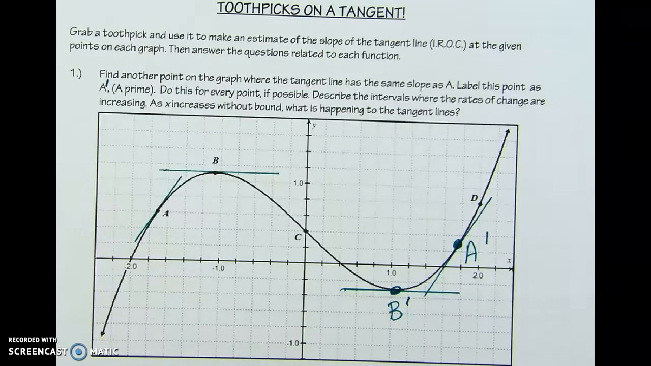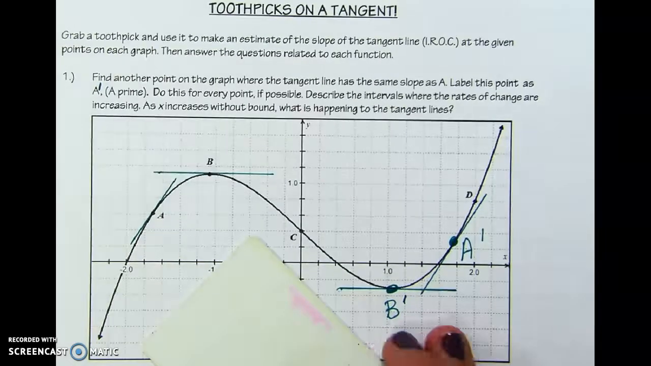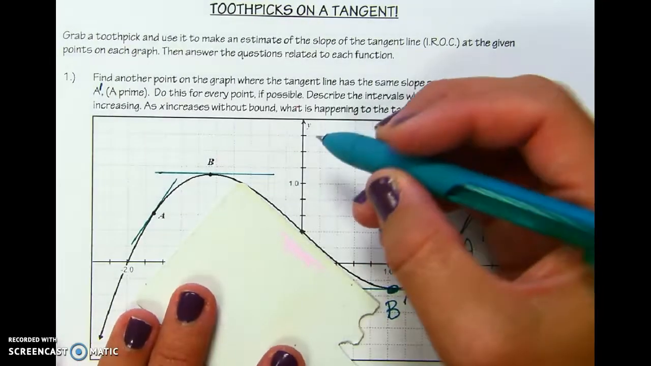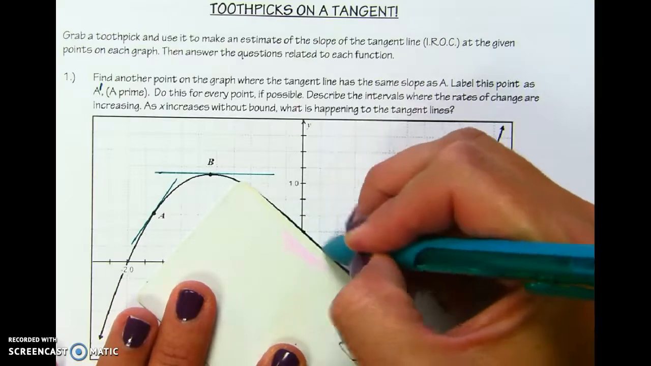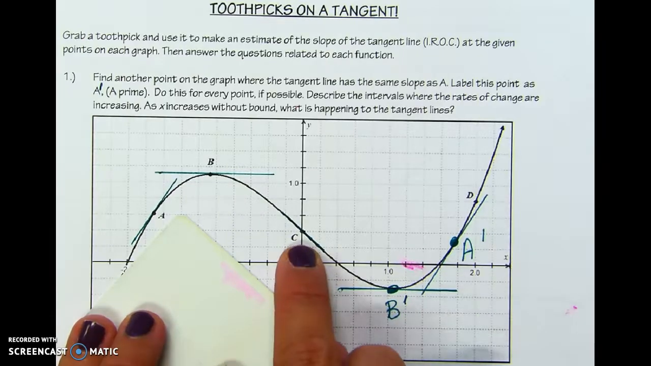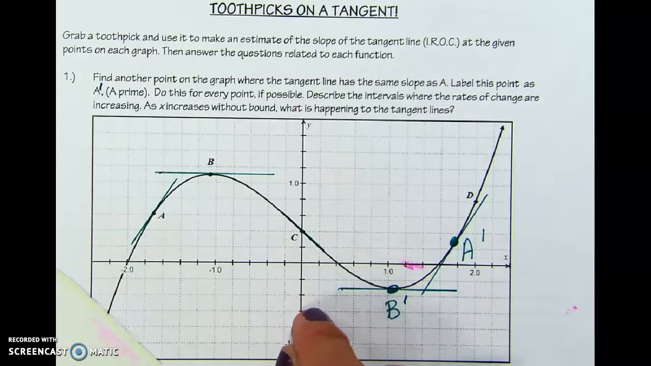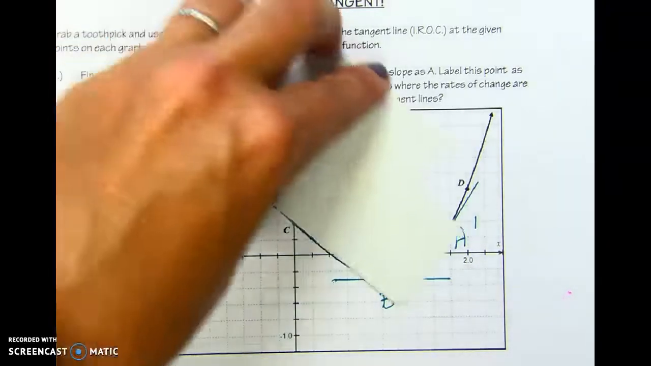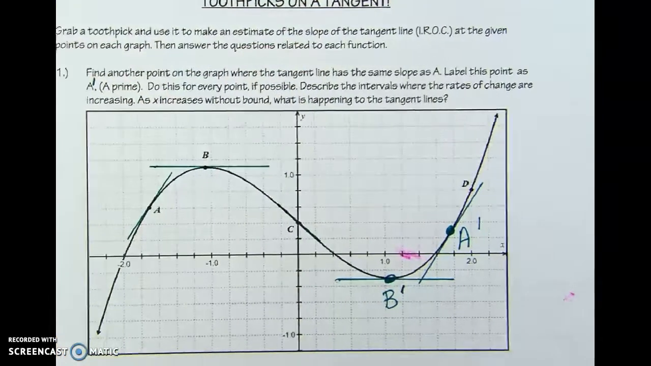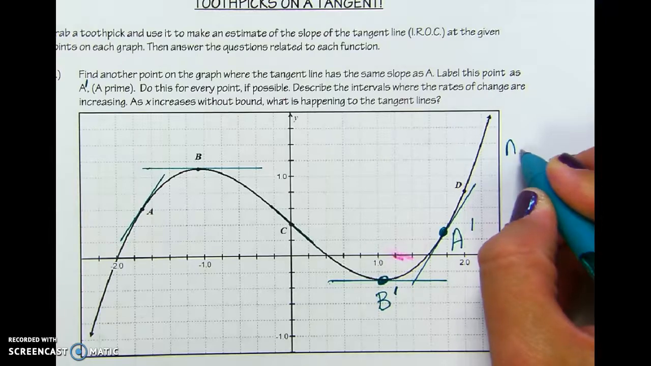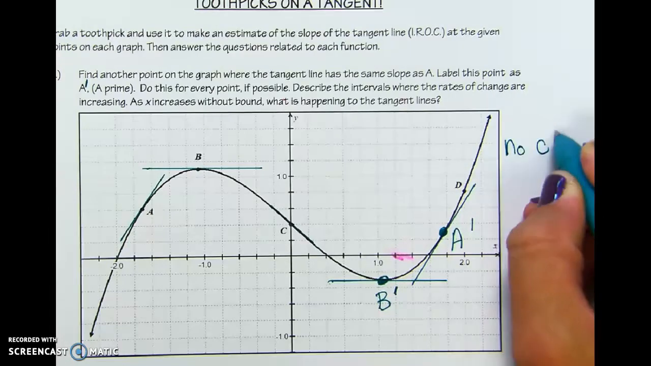Okay, what about C? Is this slope on C a positive slope or a negative slope? A negative slope. Now, is there another part of the graph that would have this same slope as C? Why not? Yeah, we're increasing, decreasing, increasing. So there is no, that's a letter N, in case you're wondering, no C prime.